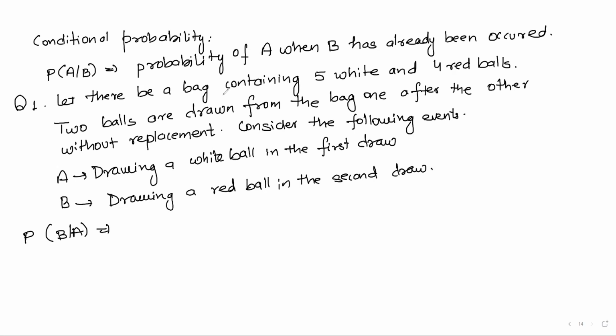Now, there is a bag containing 5 white and 4 red balls. A means drawing a white ball in the first draw. So you have removed one ball from here. So the remaining balls left are 4 white and 4 red. So, Kush, can you tell me what is the probability B by A?